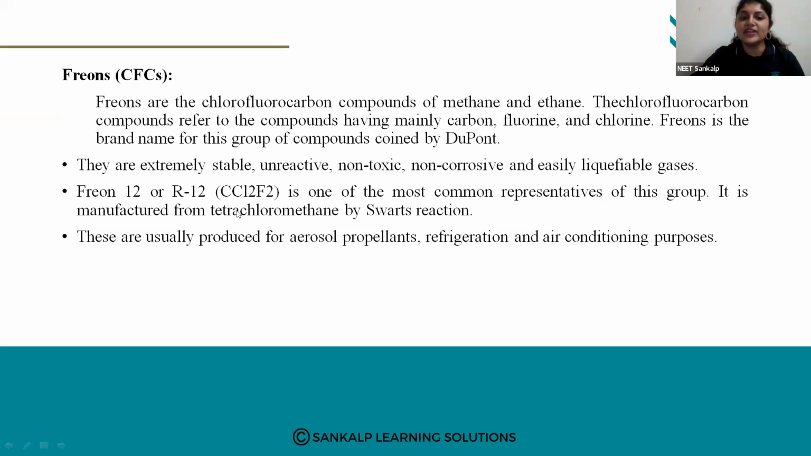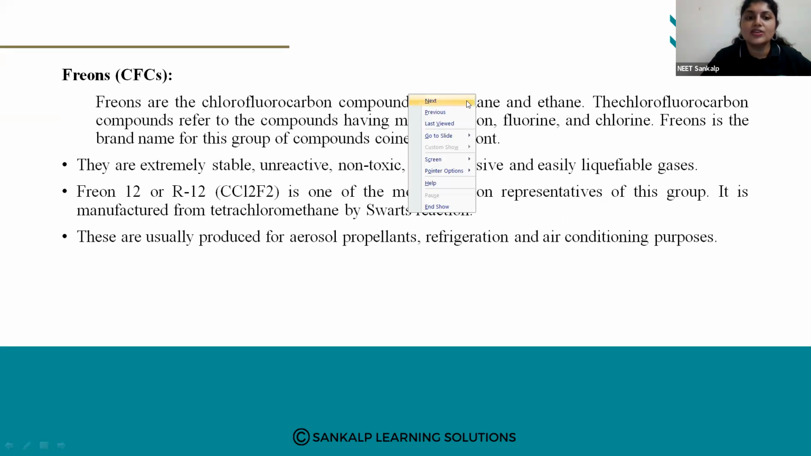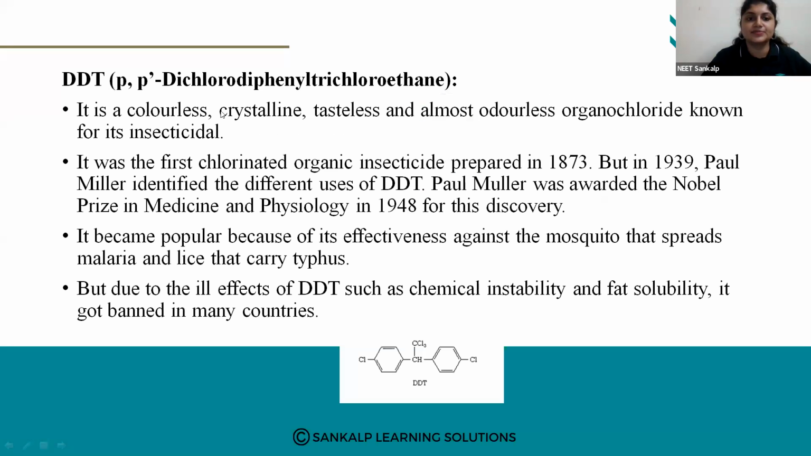It is manufactured from tetrachloromethane by the Swarts reaction. You know what the Swarts reaction is? From the Swarts reaction, these freons are manufactured using tetrachloromethane as the starting product. These are usually produced for aerosol propellants, refrigeration, and air conditioning purposes. So CFCs play a very important role in air conditioning.